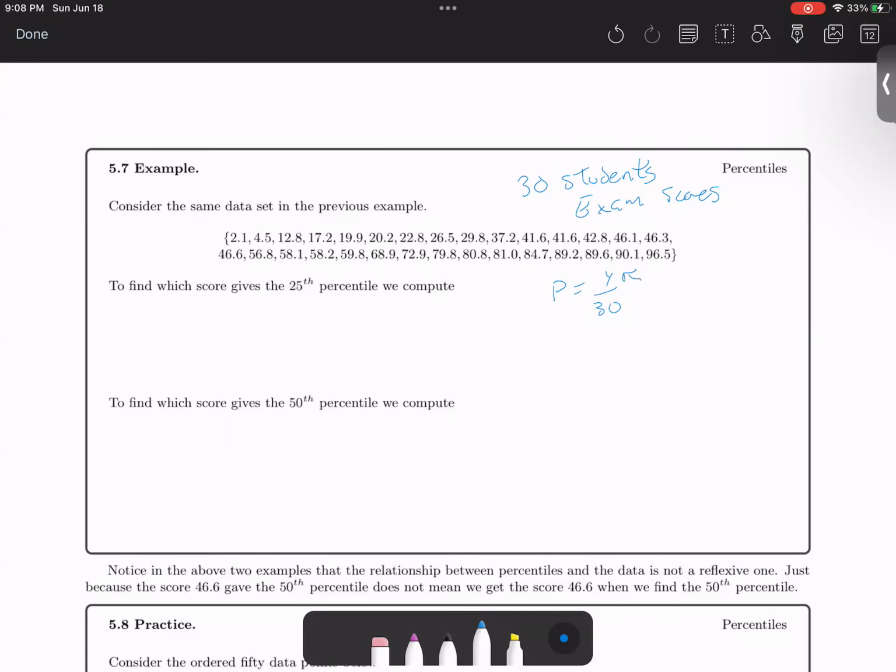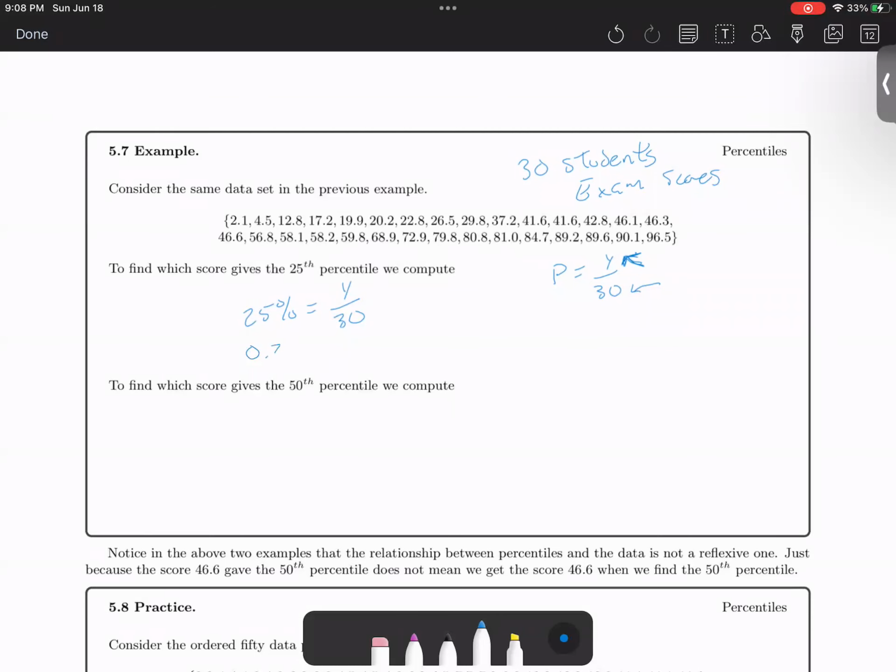How many scores out of 30 gives you a certain percentage? But now we just need to solve for the y. Right here, we don't count y. That's what we solve for. So if you want 25%, how many values out of 30 is that? So 25% is 0.25. You solve this for y. So I need to take 0.25 of 30. That gives me 7.5 values that I need to count.